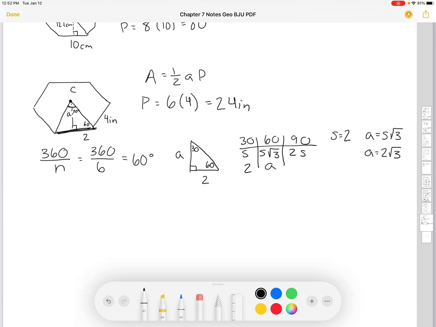So I have all my pieces, and I can plug it in to my formula. 1/2 the apothem times the perimeter. Now when you plug something like this into your calculator, I would start with the square root of 3, type in 3 square root times 2 times 24, either times 1/2 or divide the whole thing by 2 to get 41.6 inches squared.